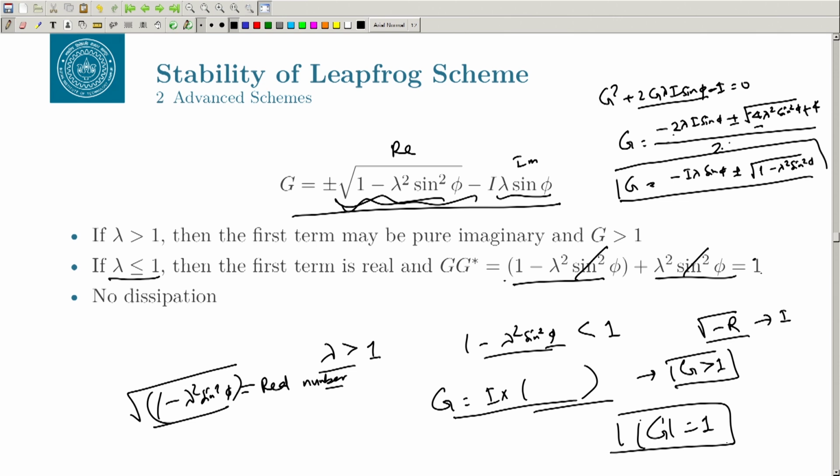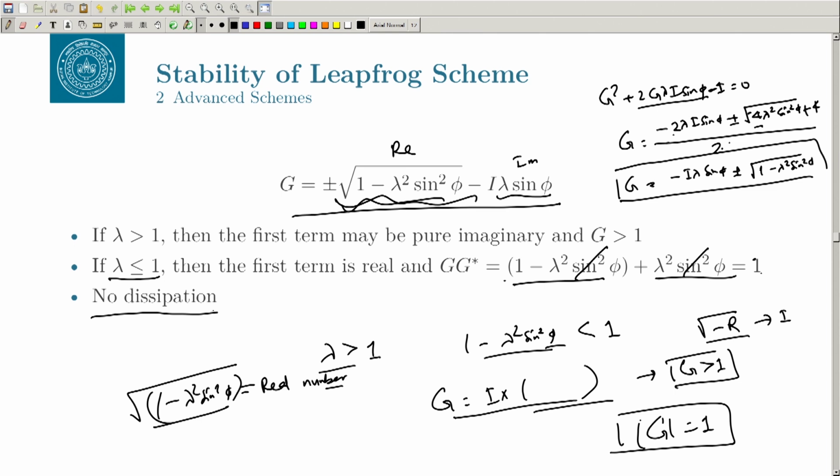That means this scheme will give you no dissipation for lambda less than or equal to 1. But remember, this is a dispersive scheme. So your amplitude will not go down, but this scheme may quickly become unstable if you have any error or any kind of inherent disturbance in the system. That is the property of the leapfrog scheme.